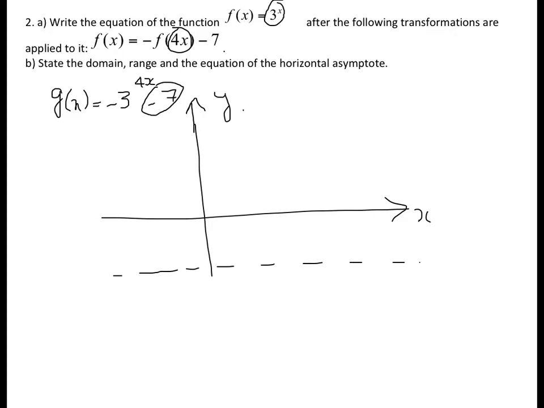If x goes to plus infinity, then 3 exponent 4 times plus infinity becomes 3 exponent infinity, okay? Which is going to be infinity, and then negative infinity minus 7 is going to be negative infinity, okay? So this means that when x goes to negative infinity, okay, what will happen to y?